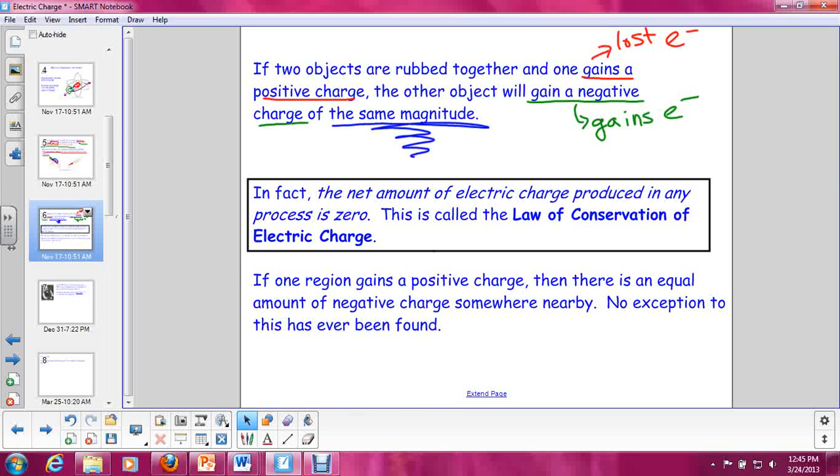If one region of an object gains a positive charge, there has to be an equal amount of negative charge somewhere nearby. And there is no exception to this rule that has ever been found. So the same number of electrons you start with, you end with. The only thing that we can do to create a charge is move them around.